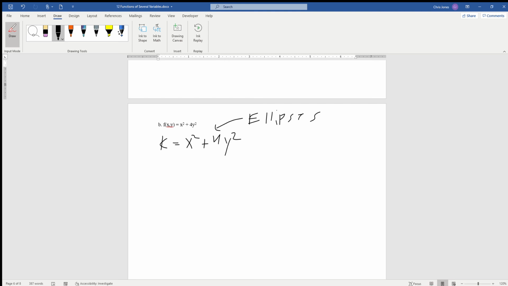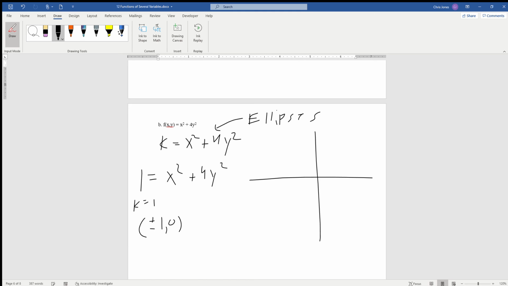And just to give you an idea of what these look like, let's say k was equal to 1. That would give us x squared plus 4y squared equals 1. And here's what it would look like on our two-dimensional plane. Some points that satisfy this would be plus or minus 1, 0, and then 0, comma, plus or minus 1/2. And that's just by inspection.